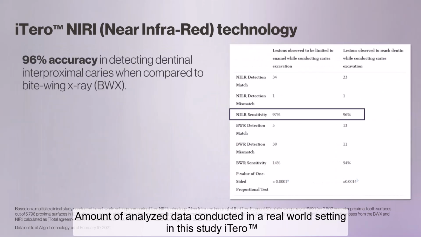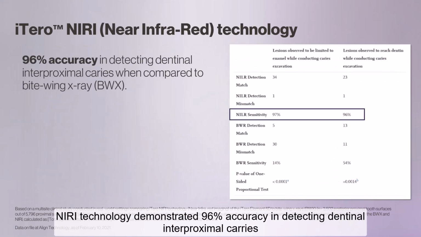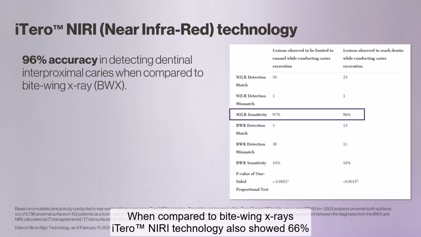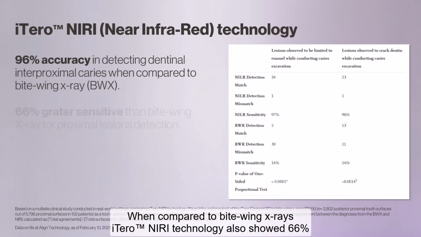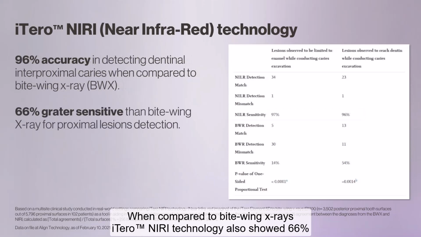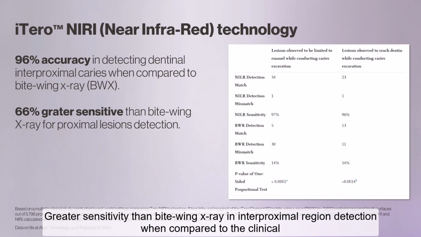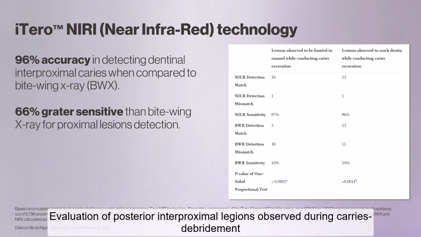In this study, iTero NIRI technology demonstrated 96% accuracy in detecting dentinal interproximal caries when compared to bite-wing X-ray. iTero NIRI technology also showed 66% greater sensitivity than bite-wing X-ray in interproximal lesion detection, when compared to the clinical evaluation of posterior interproximal lesions observed during caries debridement.